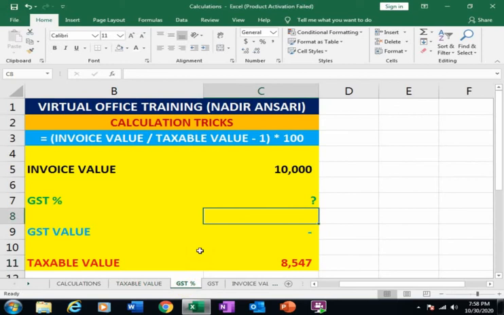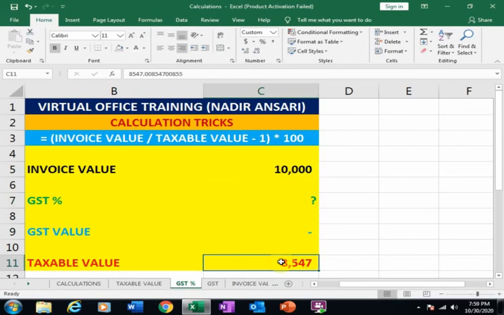Look at another sheet. Here I want to know the GST percentage. Here invoice value and taxable value are given. How to calculate the GST percentage? Invoice value divided by taxable value minus 1 and multiply by 100.